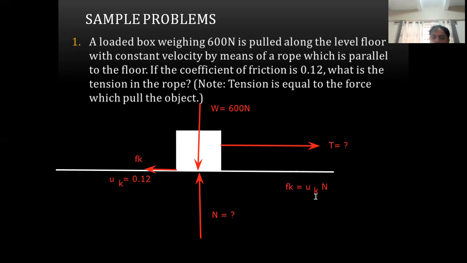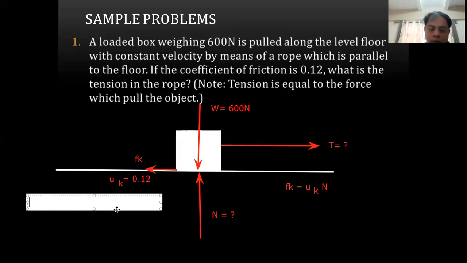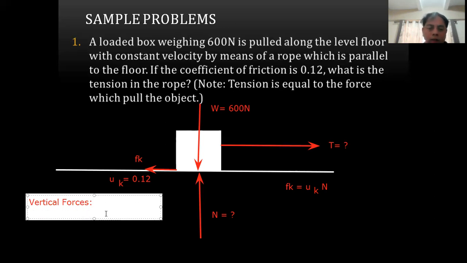Now we know the value of the coefficient of friction, but the question is how much is N? If we divide our forces here into two types, we can have vertical forces, so forces that are found along the vertical line. One is your N, the normal force, which is going up. And along the vertical line, there's also weight that goes down.